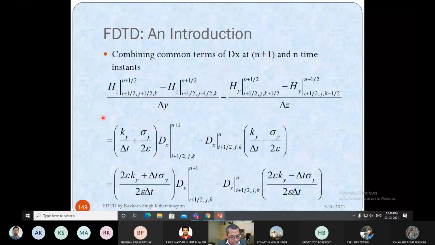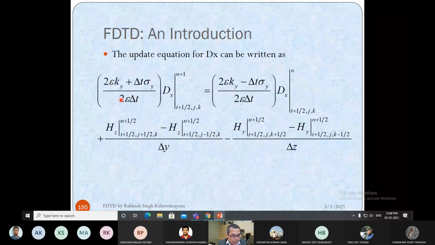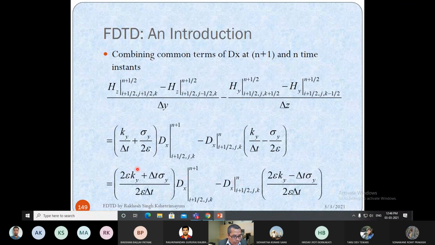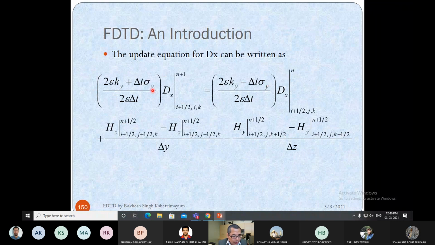So you can combine the terms which are dependent on n plus 1 and n on the right hand side. You have two of them, n plus 1 and n. So you combine those terms. Then you can define a new constant. Let's say I want to find Dx at n plus 1. I can find Dx at n plus 1 from Dx at n. And this is a magnetic field dependent parameter. We have already combined Dx at n plus 1 and Dx at n. And this constant, you transfer it to the other side and divide it. That's what we are doing here. So you want to find Dx at n plus 1, you calculate Dx at n, and this constant you transfer to the right hand side and divide it.